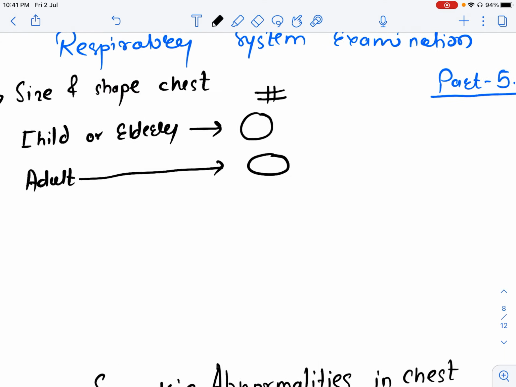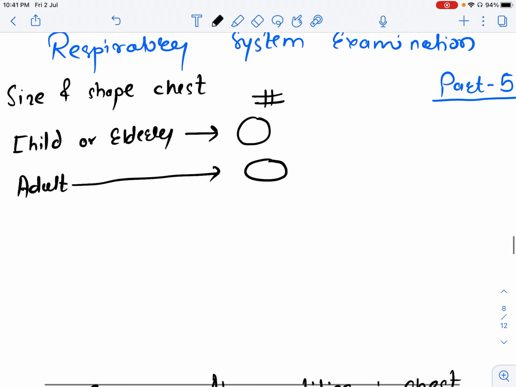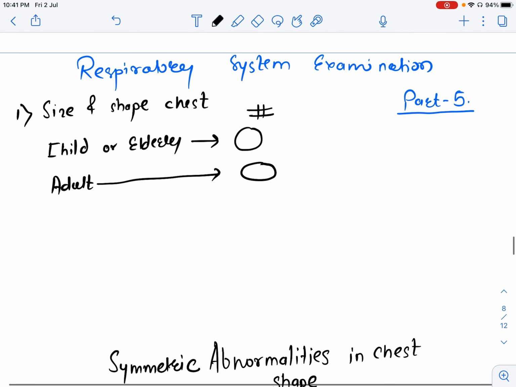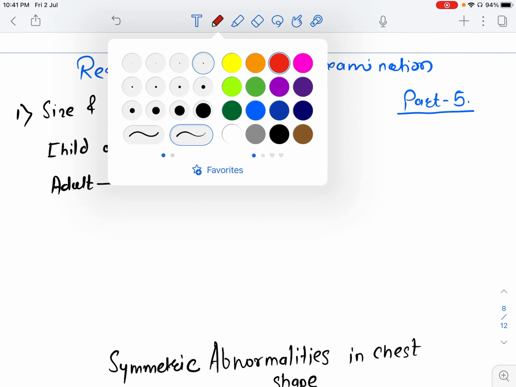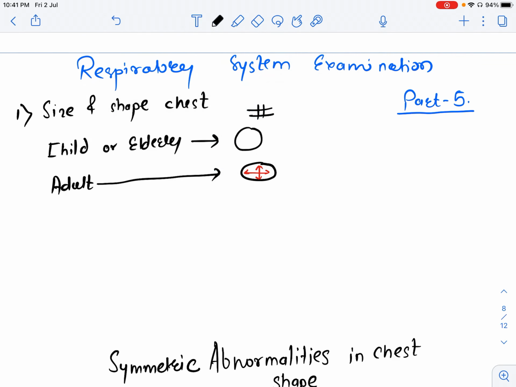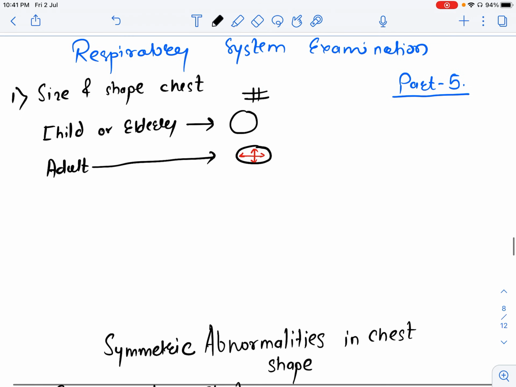Now, when it's an ellipse, we need to define its transverse as well as anterior-posterior diameters. This will be its transverse diameter and this will be its anterior-posterior diameter. These are the two things which we need to define. Normally, what is a normal transverse to AP ratio? The normal transverse to AP ratio is about 7:5. This is a thing that you should remember.